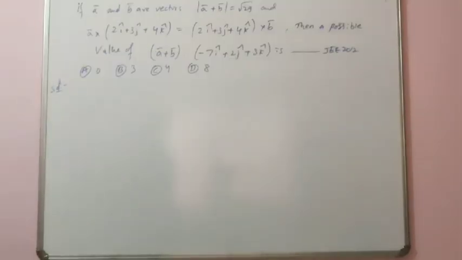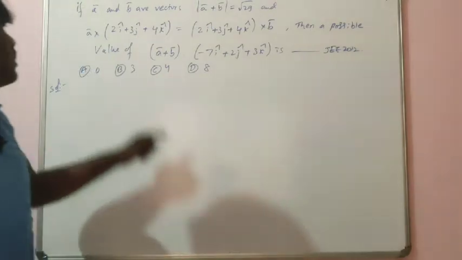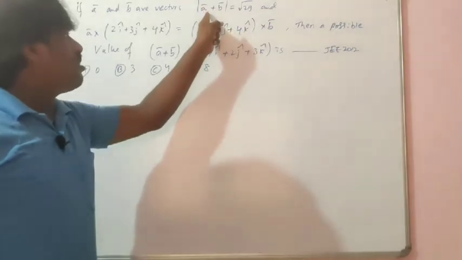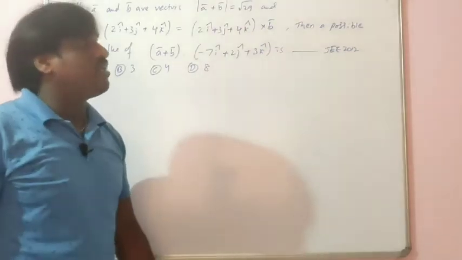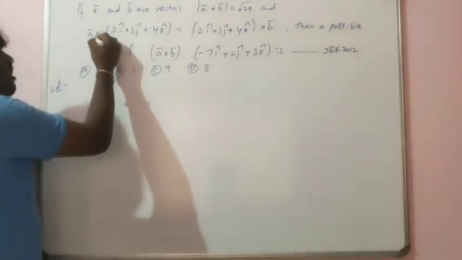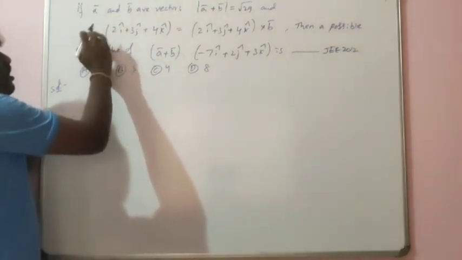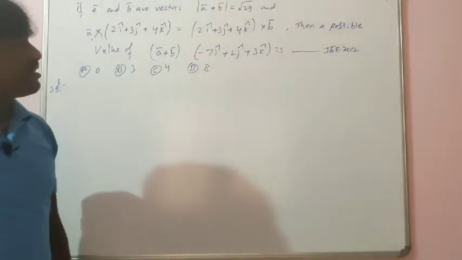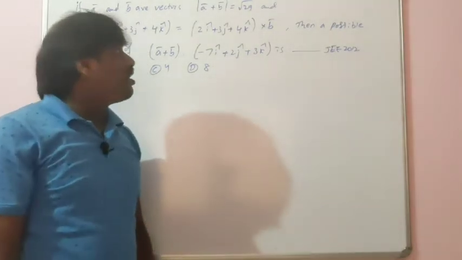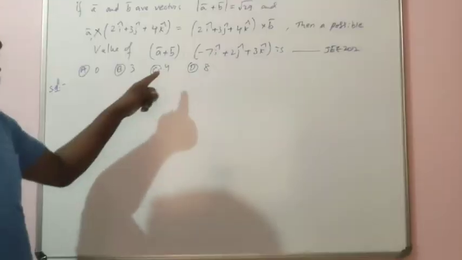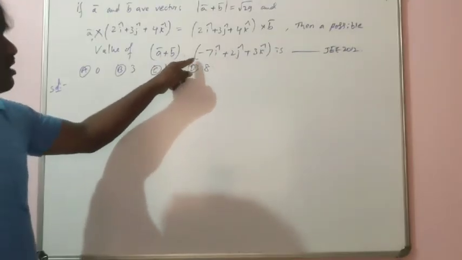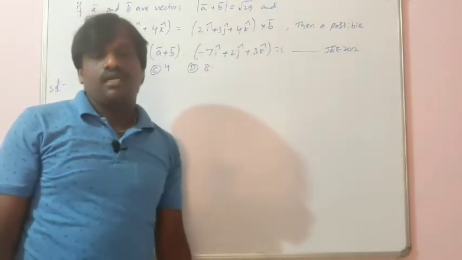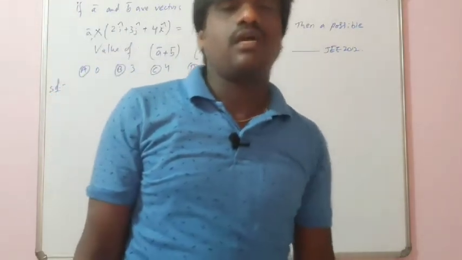Let us see one more question asked in JEE 2012. What is the question here? A vector, B vector, A and B are two vectors. Modulus of A vector plus B vector is root 29, and A vector cross (2i cap plus 3j cap plus 4k cap) is equal to (2i cap plus 3j cap plus 4k cap) cross B vector. Then the possible values of (A plus B) dot (minus 7i cap plus 2j cap plus 3k cap) is dash. This is the question asked in JEE 2012. Let us see how to solve this question.